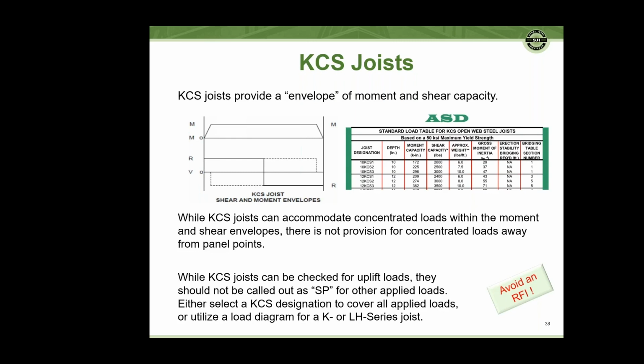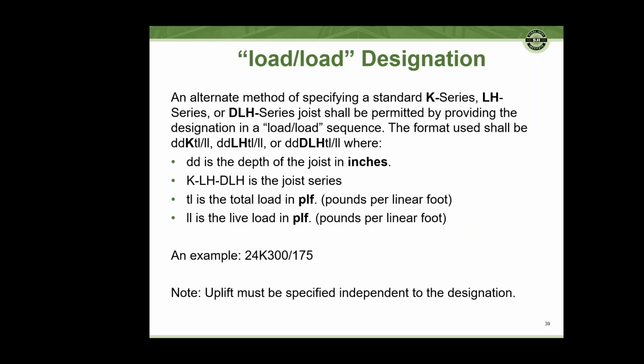Also, while the KCS Series joist would be checked specifically for uplift loads, they shouldn't really be called an SP, and we shouldn't have a check for other loads. The idea is to pick it for an envelope to cover all of the anticipated loads, or else utilize a load diagram to express those loads. But trying to do a combination of picking the envelope and then still adding some additional loads is not recommended.